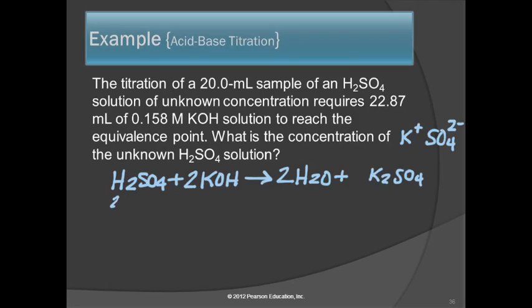I have 20 milliliters of sulfuric acid, H2SO4. And then I'm told that we use 22.87 milliliters of the KOH, and that the concentration of the KOH was 0.158 moles per liter. What am I trying to find? The concentration, the molarity of the H2SO4.